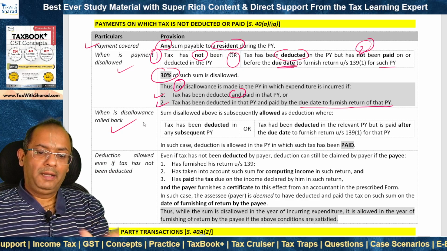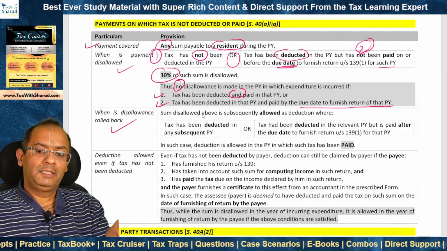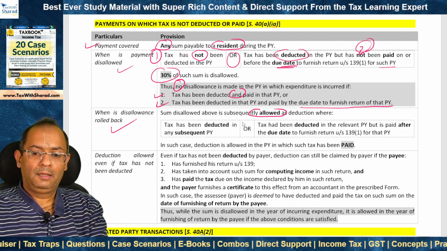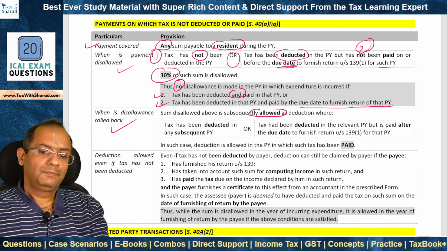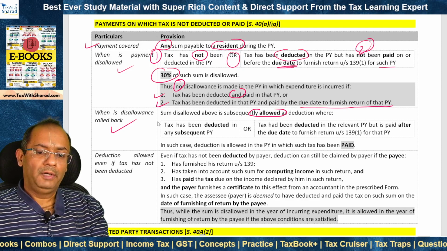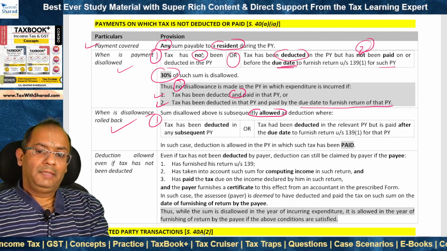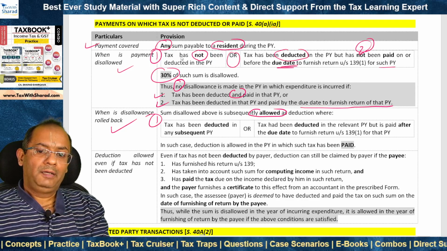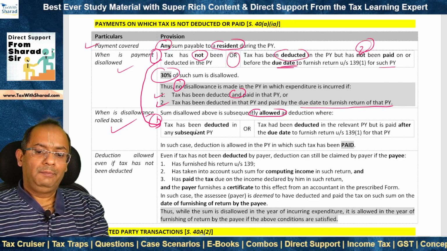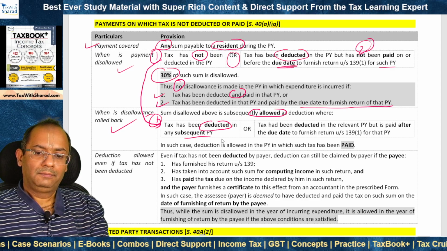Disallowance is not permanent. Disallowance can be rolled back. That means 30% of the sum which has been disallowed can be subsequently allowed as deduction where either of these 2 situations are fulfilled. 1. We noted above in 1 that disallowance is made when tax has not been deducted in the previous year. Disallowance can be rolled back where tax has been deducted in any subsequent previous year.